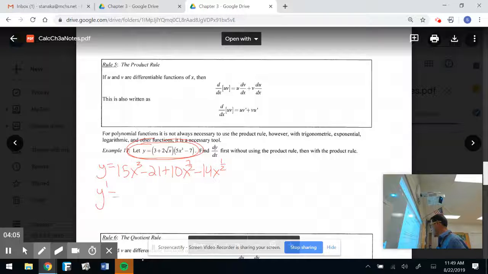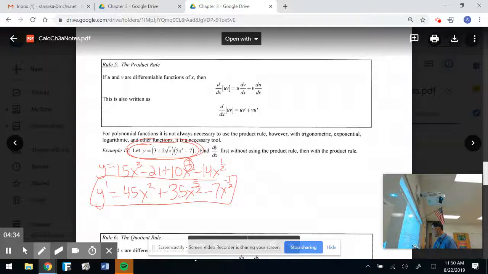Now when I do the derivative, I get 45x squared. That 21 goes away. I get plus, let's drop that 7 halves down. If I drop that 7 halves down, I get 70 over 2, which is 35x. I have to subtract 1, so 7 halves minus 2 over 2 is 5 over 2. Minus, drop that half down, 14 becomes a 7x to the negative 1 half. That is 100% legit. That is good to go.